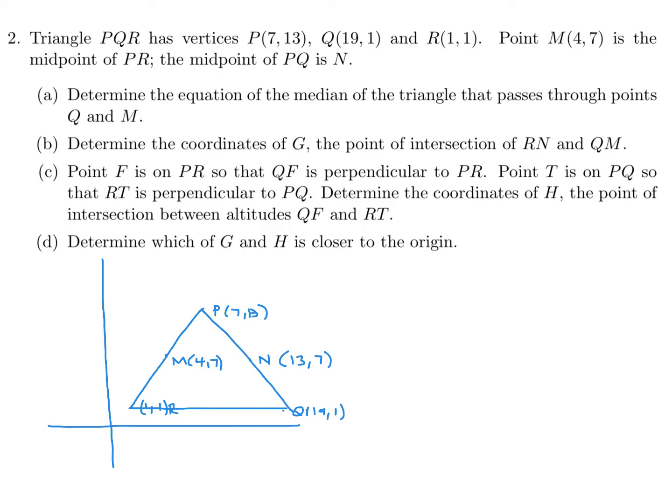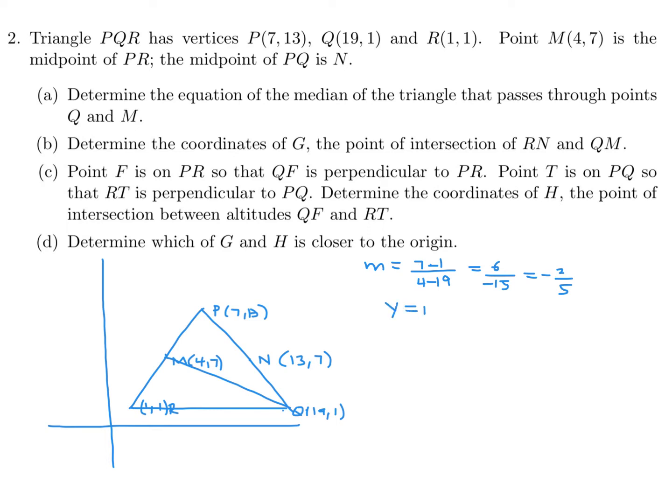Determine the equation of the median of the triangle that passes through points Q and M. So they just want me to figure out that line's equation. That shouldn't be a problem, I think. So we've got to just figure out the slope, rise over run, for Q and M. So 7 minus 1 over 4 minus 19. So that's 6 over minus 15, and in lowest terms, that's negative 2 over 5.